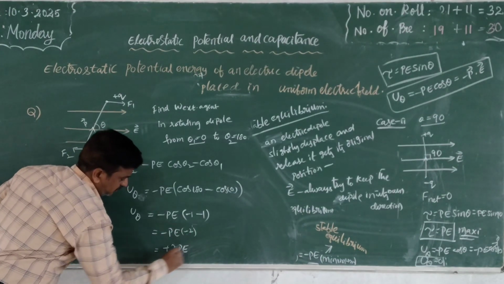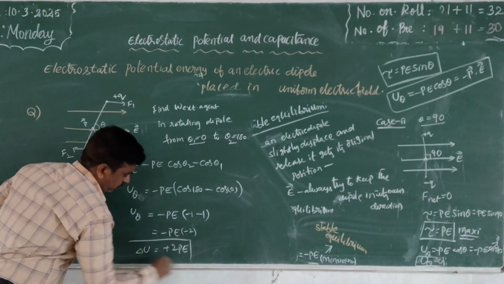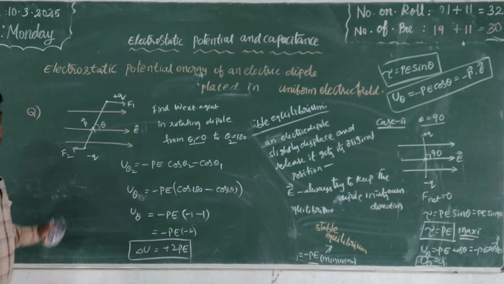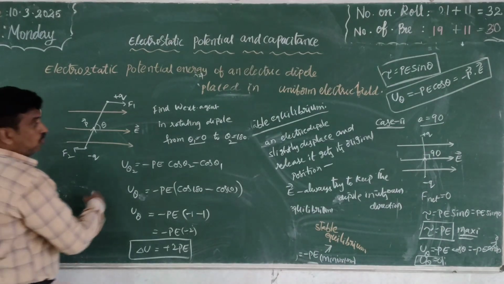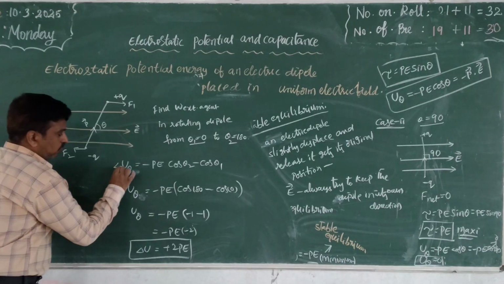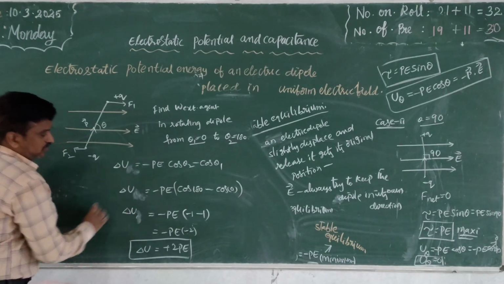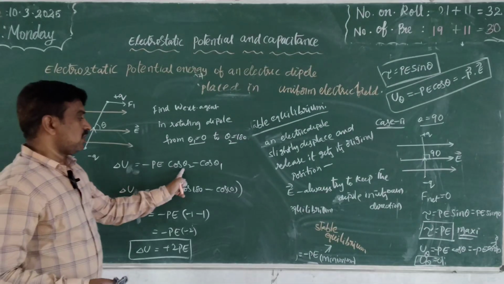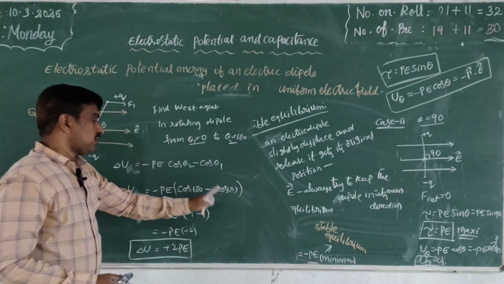This is the potential energy stored in the electric dipole when it is placed in the external uniform electric field and rotated from theta 1 equal to 0 to theta 2 equal to 180 degrees. So we can write delta U, better said the change in potential energy. The change in potential energy formula is minus pE times cos theta 2 minus cos theta 1, where theta 2 is 180 and cos theta 1 is 0.